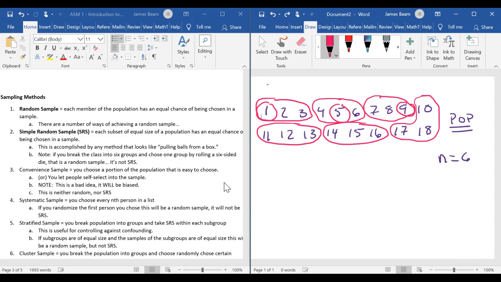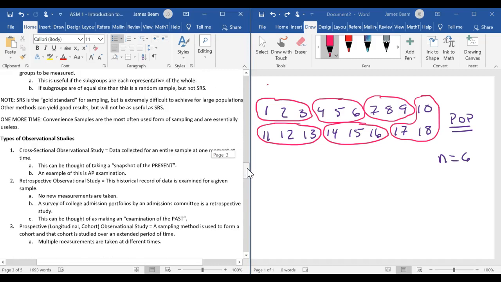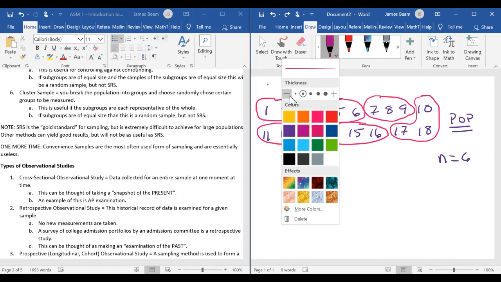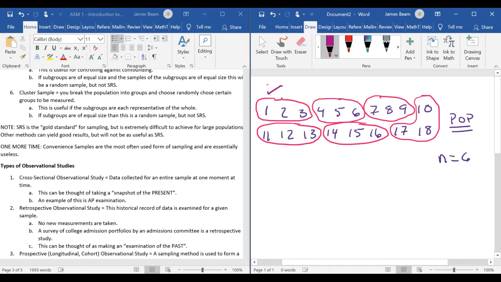I'm going to back this up. I'm going to keep my subgroups. And now we're going to go into what's called a cluster sample. Okay, so clustered sampling is what I'm going to do is I'm going to pick certain subgroups. Okay, so I'm going to choose this one and that one, and now I've randomly chosen 2 subgroups, but then I'm going to sample every single member of the random subgroups.